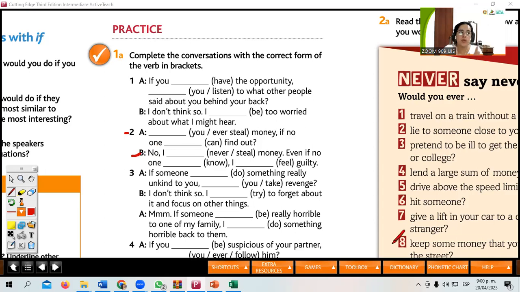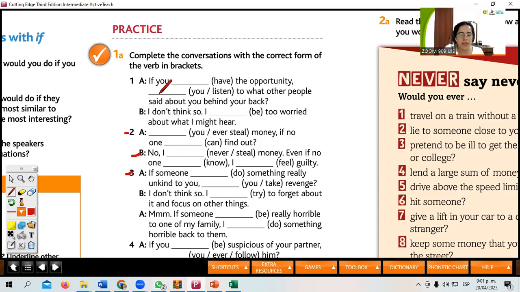Wouldn't never, no podemos decir yo no nunca robaría, ¿ok? El never ya es negación. Entonces sería I would never steal money. I would never steal money even if no one knew. I would feel guilty. Or I'd feel, apóstrofe d, I'd feel guilty. Okay, thank you, Natalia. Continue, Santiago.